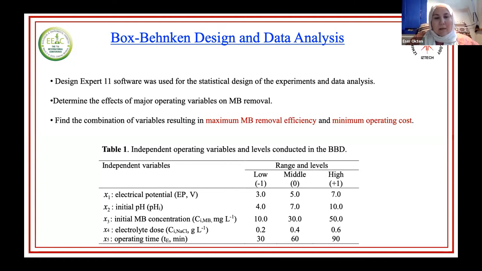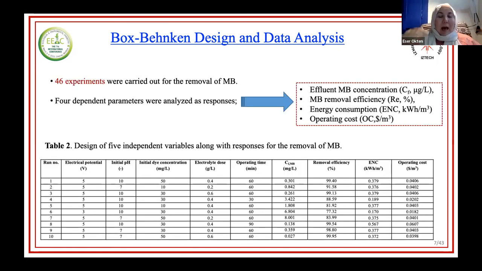So the independent operating variables were as follows: the electrical potential, initial pH, initial methylene blue concentration, electrolyte dose, and operating time. We also determined some ranges for those: the low range, the middle range, which is assigned by the program itself, and the high range. So you basically enter the low and high range, and it gives you how many experiments you need to carry out to get meaningful results. The software gave us back 46 experiments.